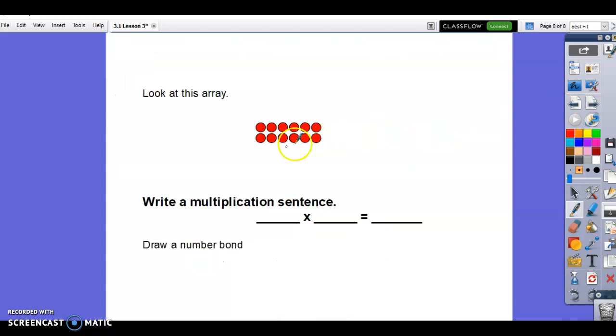Okay? So now I want you to look at this array. And first I want you to write a multiplication sentence that matches this array. I want you to write this in your book. So go ahead and pause the video while you write this. Okay, some of you probably wrote this: 2 times 6 equals 12.